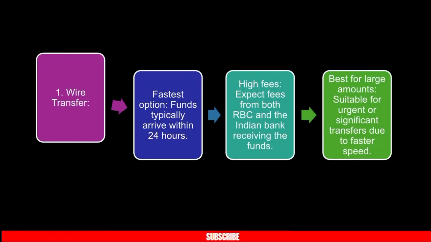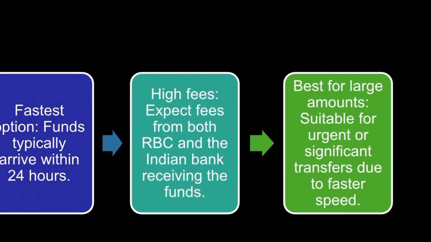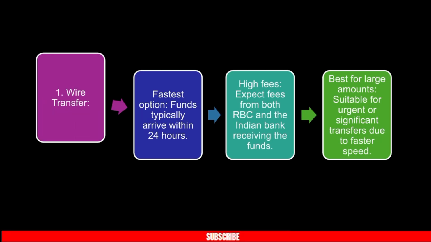In the first step, you need to wire transfer. This is the fastest option. Funds typically arrive within 24 hours. But it has higher fees. Expect fees from both RBC and the Indian bank receiving the funds. It is best for large amounts, suitable for urgent or significant transfers due to faster speed.